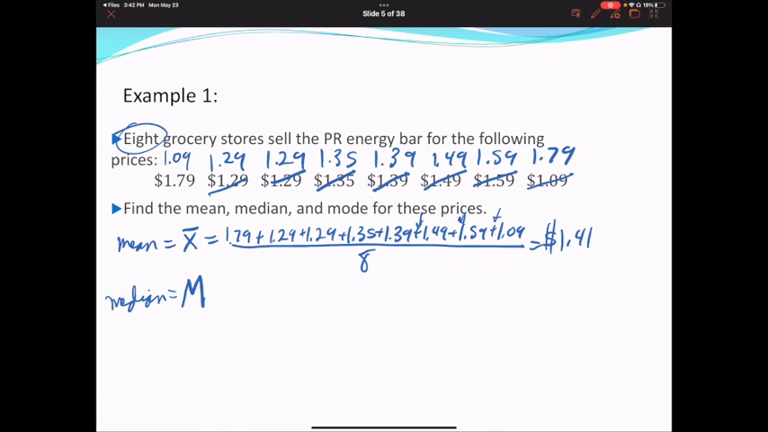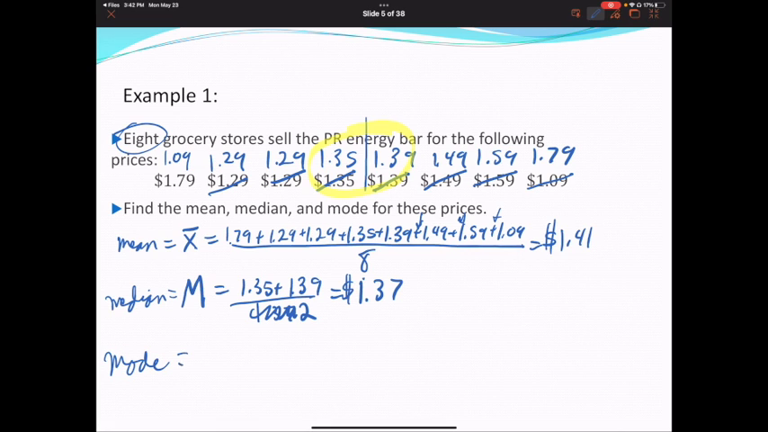So I have my data set, and the median is the middle value. Well, I've got 8, right? There's no exact middle value. Here I divide my data into a lower half and an upper half. So we're actually going to take the 2 middle values and calculate their average in order to find our median. That gives me, divided by 2, $1.37, right? Which is pretty close to our mean, but not exactly the same, which is typically expected.